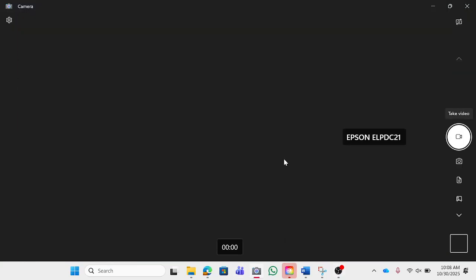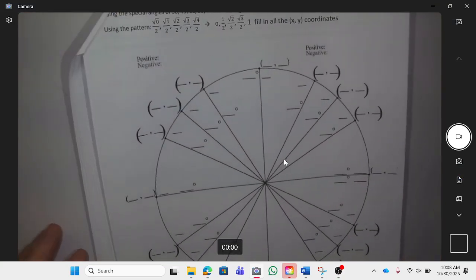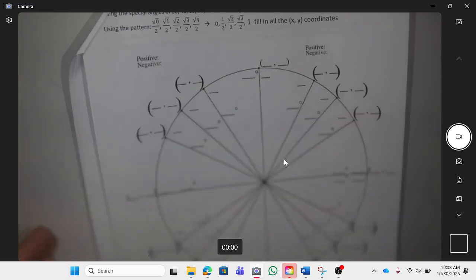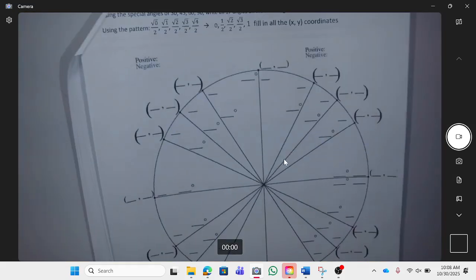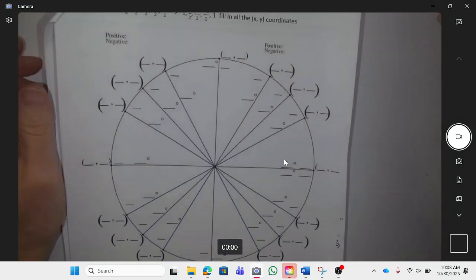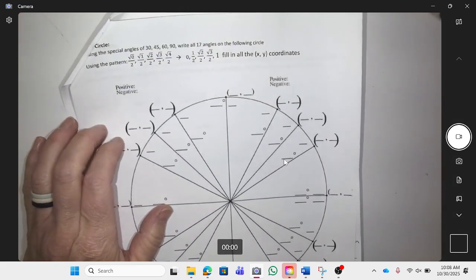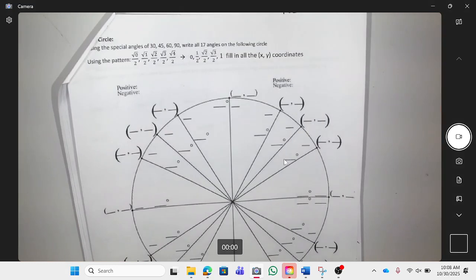Okay, so the unit circle has all these special angles on it. The angle pattern will go like this in chunks of 30, 45, 60, and 90. And when I talk about that, that's a reference amount.